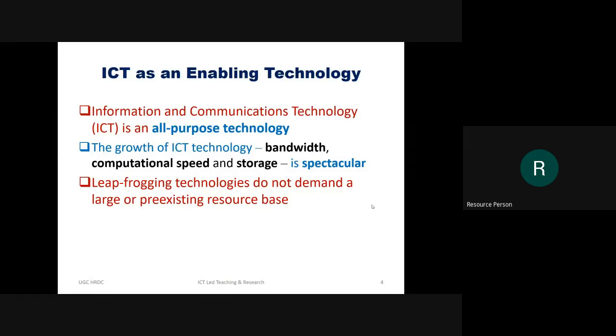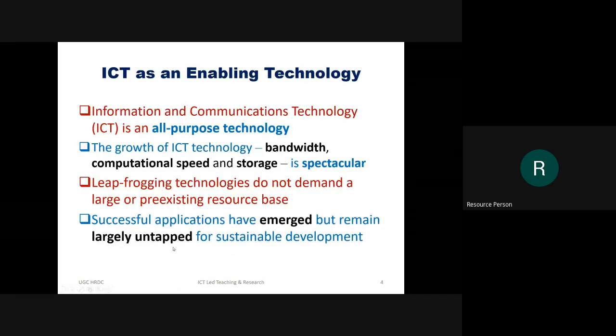Now, coming to our discussion of how development is happening in the field of ICT itself. The research that is happening is on the bandwidth, on the computational speed, on the storage, etc. But this may be the object of research for the technology people, but what happens to the common man? How is the common man getting benefited? For that, there are successful applications that have emerged, but they are still largely untapped for sustainable development.